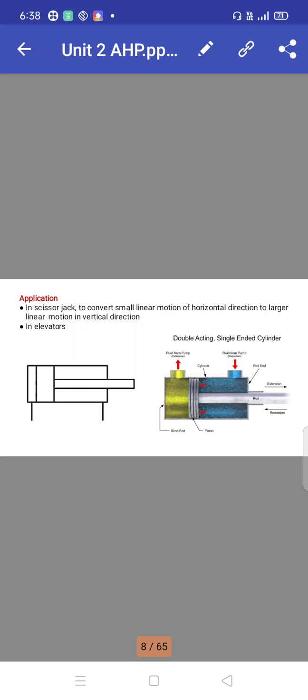Application: in a scissor jack, to convert the smaller linear motion in the horizontal direction to large linear motion in the vertical direction. In elevators, we use this kind of double acting cylinders.